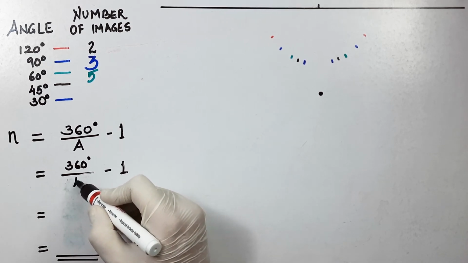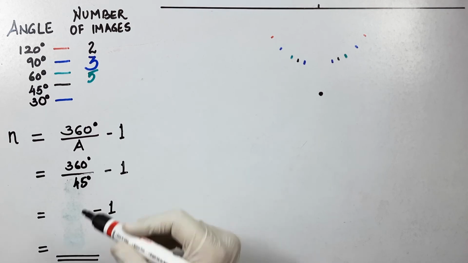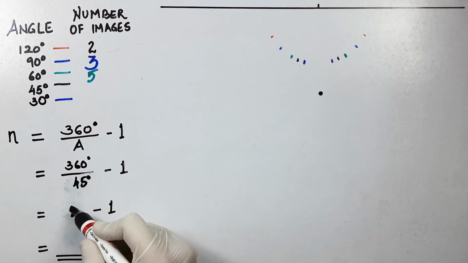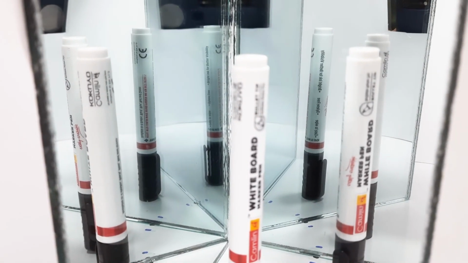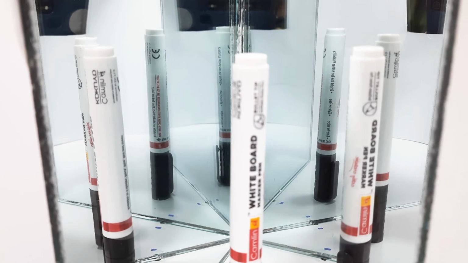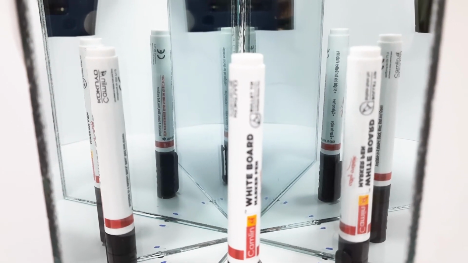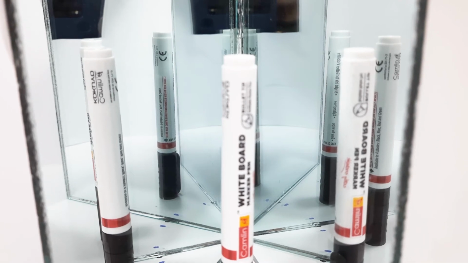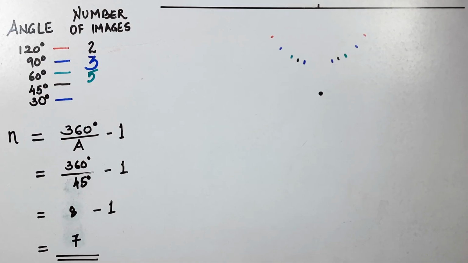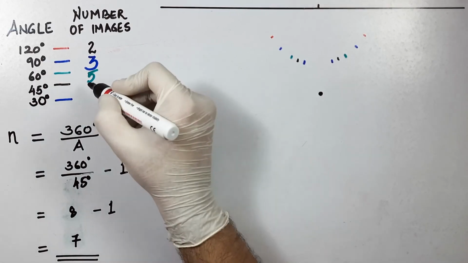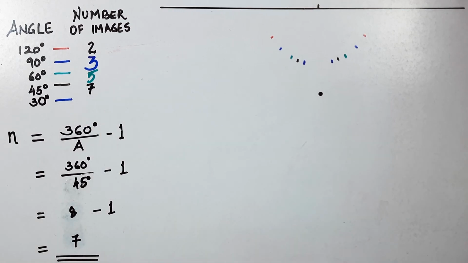So here I go, I'm going to place 45 here in this formula. 45 goes 8 times in 360, and that's why we should expect 7 images on the mirrors. Let us check practically, do we get 7 images? Now this is a bit tricky to obtain on camera, but here you can see I'm trying to pan the camera slowly. You can count the images 1, 2, 3, 4, 5, 6 and 7. So I'm going to place a 7 in front of 45 degrees.